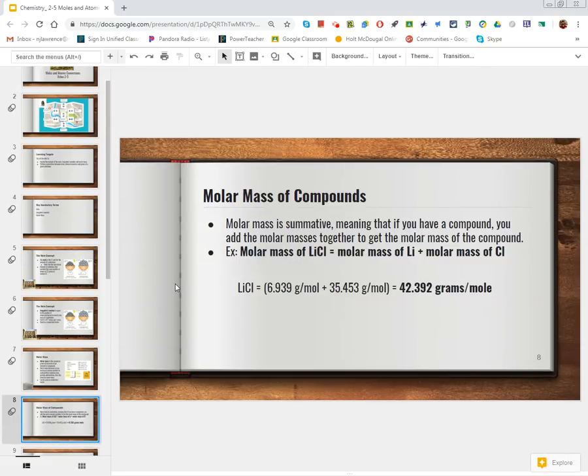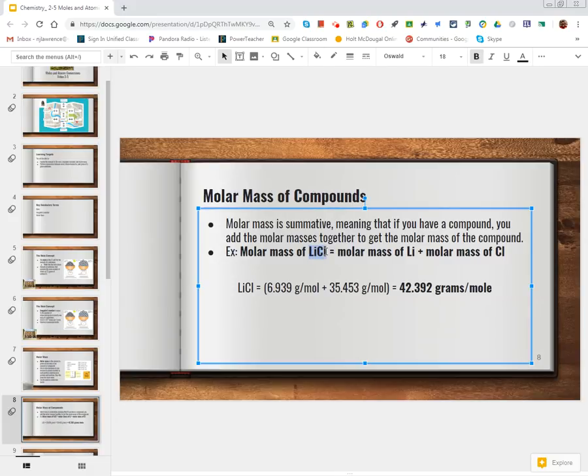So when I go from talking about individual atoms, now we're going to talk about a compound. This compound is lithium chloride. So if I want to find the mass of 1 mole of lithium chloride, all I do is add the individual molar masses of lithium and chlorine. So again, I go back to my periodic table. I see lithium being 6.939 grams per mole and chlorine being 35.453 grams per mole. And again, if you added those numbers up, we're going to get 42.392 grams per mole.